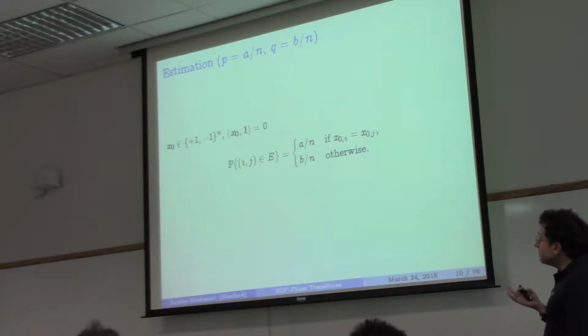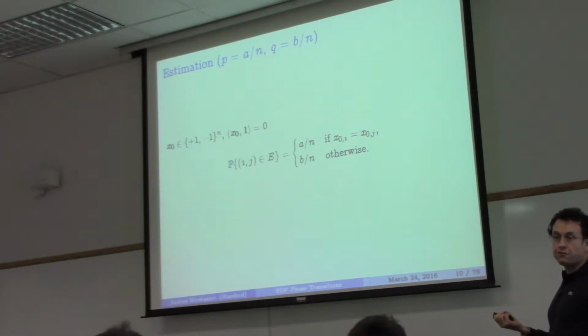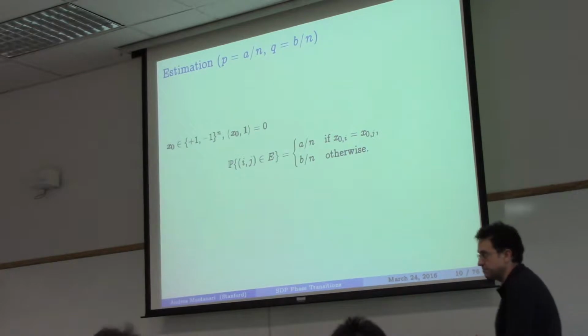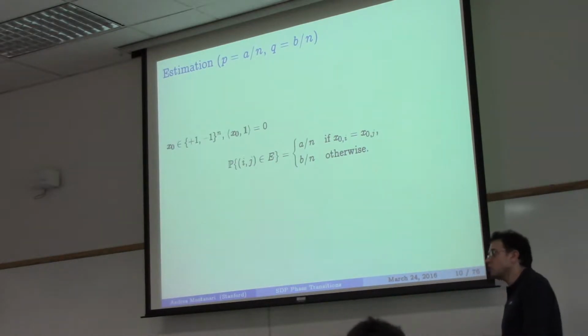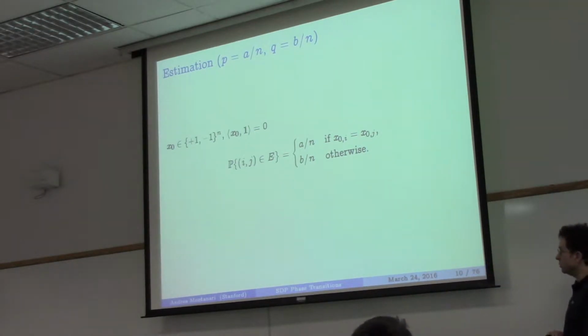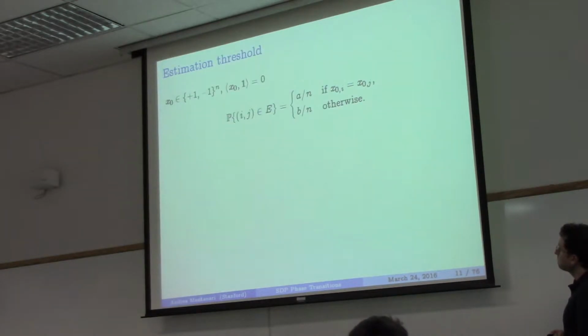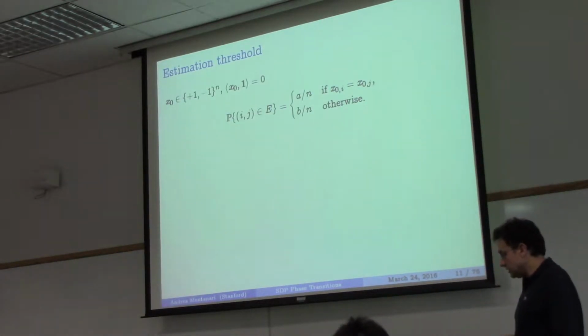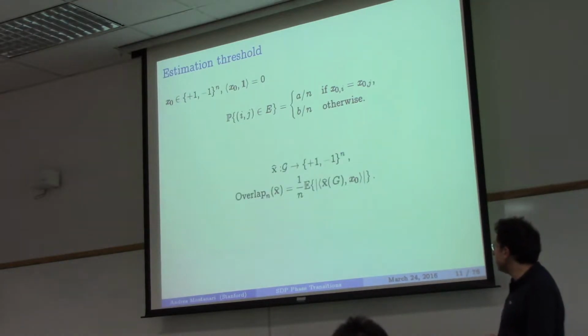So, if this is a model for a social network, you imagine that the number of friends that you have is of order 1, that is independent of the number of people that live in your city. It doesn't scale like, I don't know, the square root of the number of people in your city. Okay.